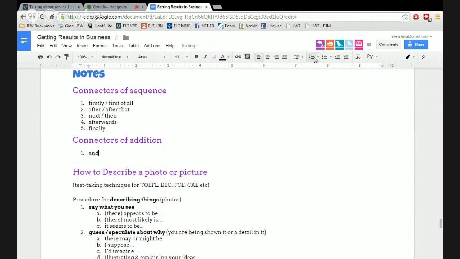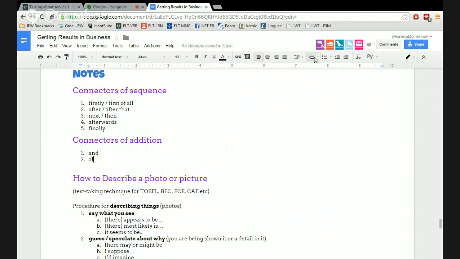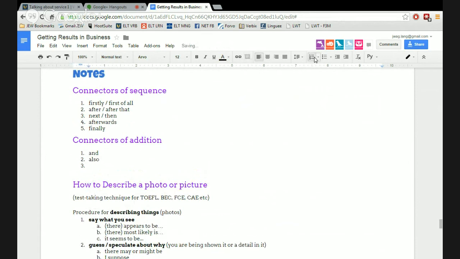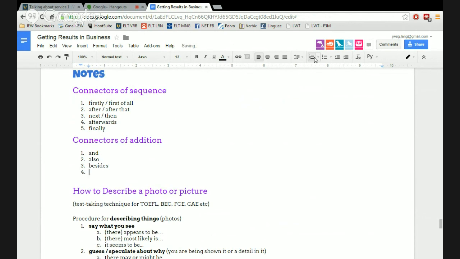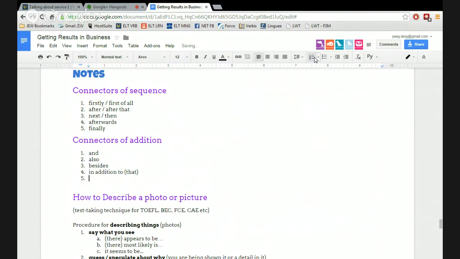I can say and, also, besides. Good. In addition. In addition to. Sometimes you say that. Okay, but I'm also going to use moreover. Can I say moreover? Moreover. Now that's formal. Careful. Okay? So formal means you don't use it all the time.